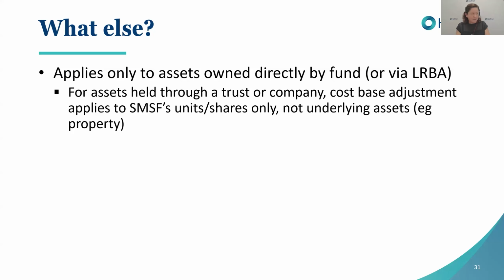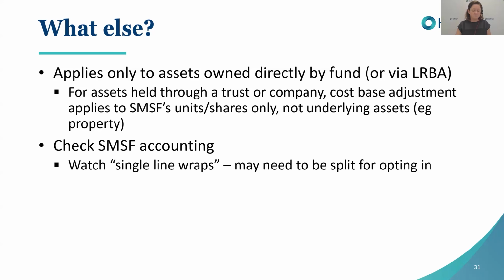So just finally, if we opt in, the cost base adjustment only applies to the assets owned by the fund or via an LRBA. So if we have, for example, a superannuation fund that owns units in a unit trust and the unit trust owns a property, we're not adjusting the cost base of the property. We're only adjusting the cost base of the units in the unit trust. So that can give us some slightly different outcomes.